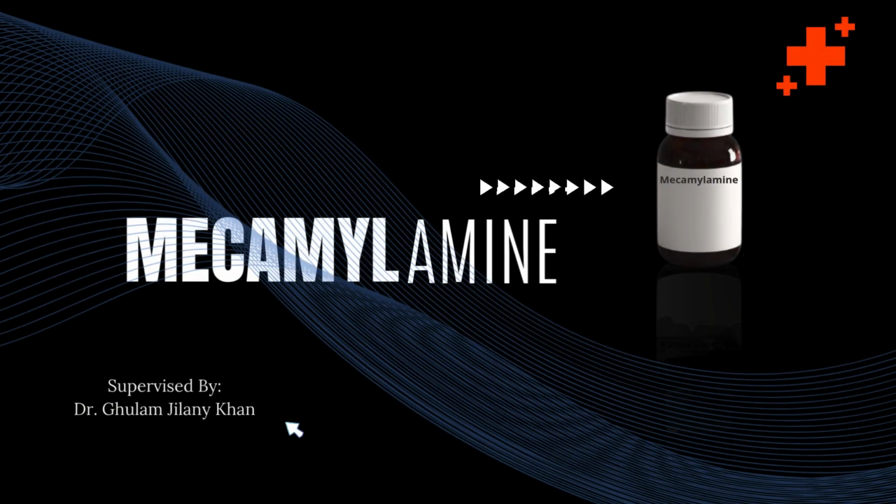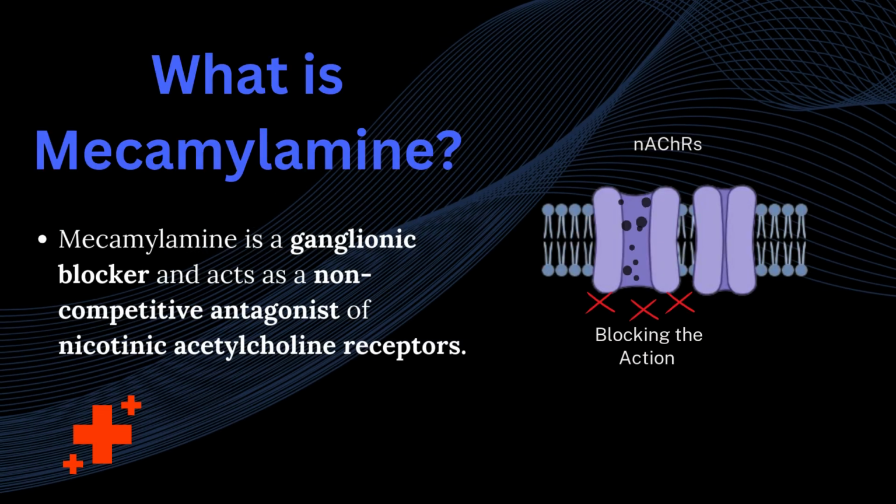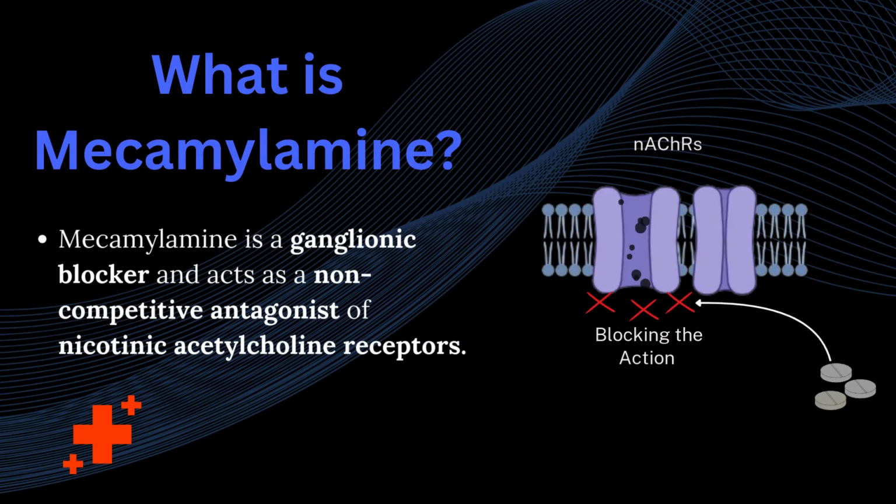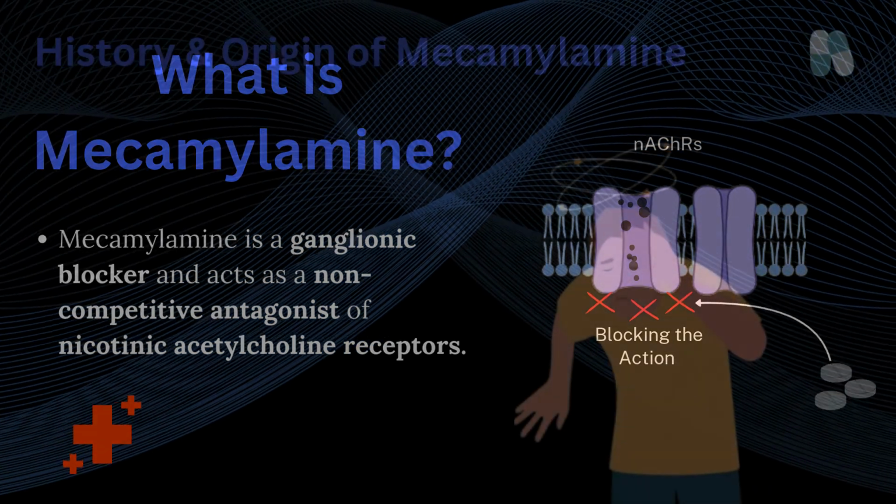Welcome. Today, we'll dive into the fascinating pharmacology of mecamylamine, a drug with a unique history and modern applications in medicine and research. Mecamylamine is a ganglionic blocker and acts as a non-competitive antagonist of nicotinic acetylcholine receptors. This disrupts autonomic nervous system signaling, reducing blood pressure and nicotine reinforcement. Its broad effects, however, lead to significant side effects.